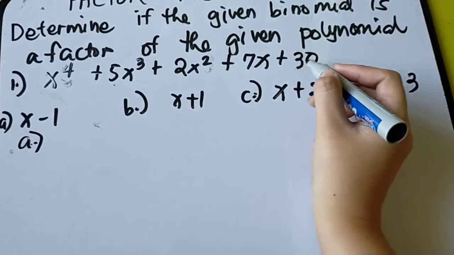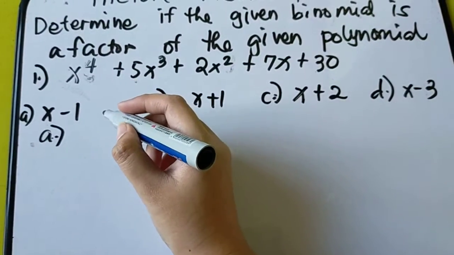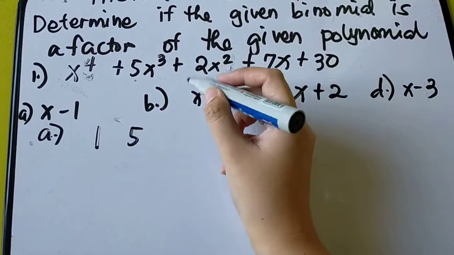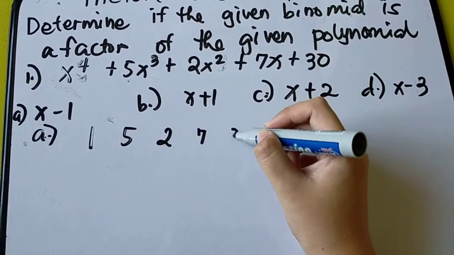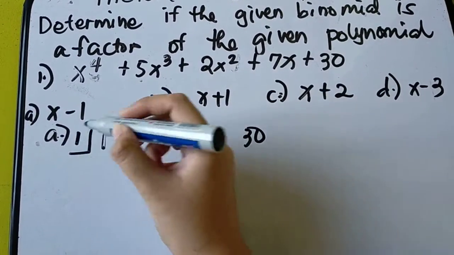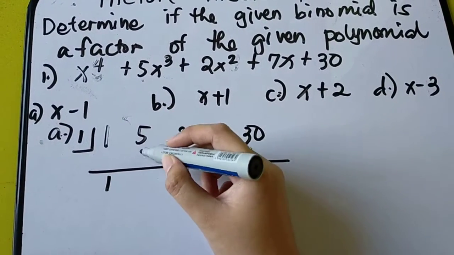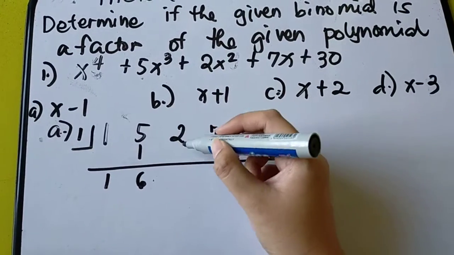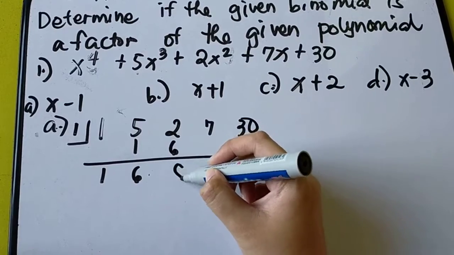Huwag na tayong mag-substitution. So, let us have synthetic division. Let us have all the numerical coefficients of this one. We have 1. Next, we have 5. Next, we have 2. Next, we have 7. Then, we have 30. Then, negative 1 magiging positive 1. So, bring down 1, times 1, we have 1. Plus 5 plus 1, we have 6. Multiply ulit, we have 6. Add 6 times 6 plus 2, we have 8.